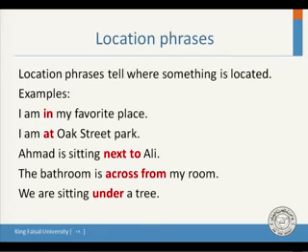Now, the location phrases. Why do we use location phrases? What do we mean by location? Location means a place. Where am I now? I am in this room. Where are you now? You are in your room. Ahmed is sitting next to Khalid. Ahmed is sitting behind Khalid. All these are location phrases. In, behind, in front of, etc.